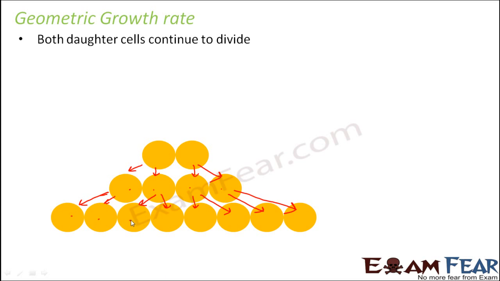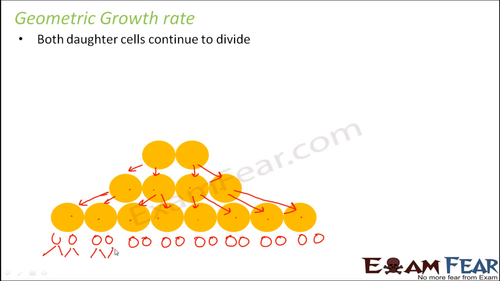And now if you see, there are 8 cells which are formed and each of them will divide further to form more cells. So maybe this will form 2, this will form 2, this will form 2, this will form 2. So how many cells will be formed? 16 cells will be formed, and again each of them will divide further to form 2 cells each. So just see how many cells are being produced in this case.